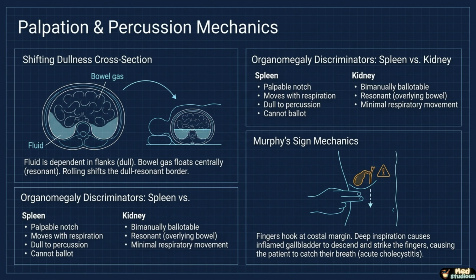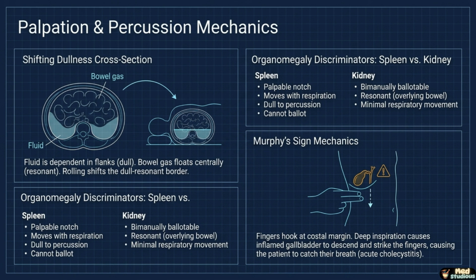2 physical exam techniques deserve special attention because of how mechanistically rich they are. Shifting dullness works on a simple principle. Ascitic fluid settles into the dependent flanks under gravity, producing dullness to percussion there, while bowel gas floats centrally, producing resonance in the midline. When you roll the patient onto their side and wait briefly before repercussing, the fluid redistributes, and that dull to resonant border shifts with it, confirming free intraperitoneal fluid rather than, say, a large ovarian cyst or bladder distension, which wouldn't shift.